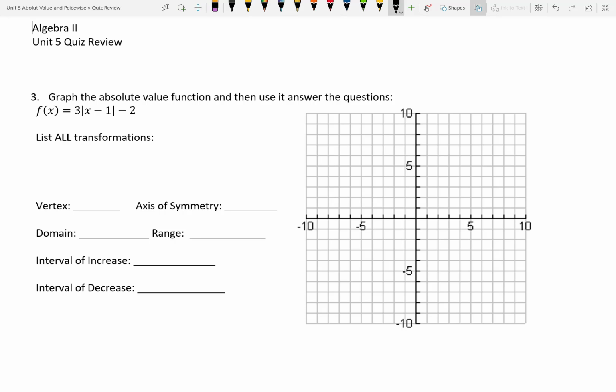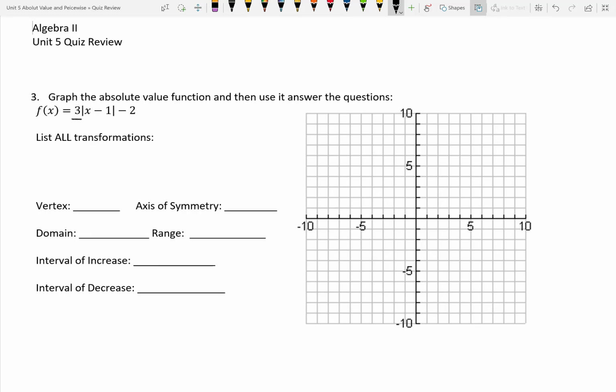And what I'm going to do is work through a few of the problems from our quiz review, beginning with number 3 here. Graph the absolute value function and then use it to answer the questions. Well, I'm going to answer some of the questions right here from the equation, beginning with listing all transformations. They're easy enough to pull out of the equation.